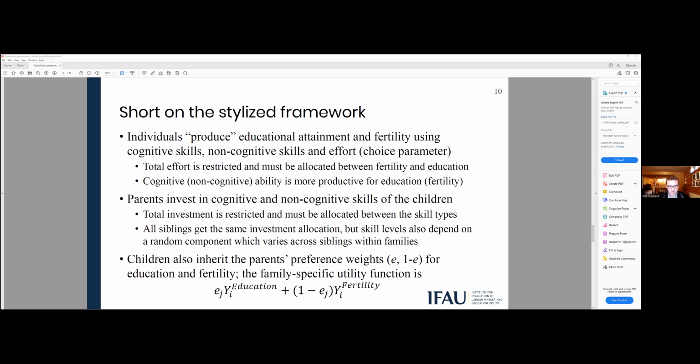Parents, they're going to invest in cognitive and non-cognitive skills of the children, and they need to allocate these investments between the skill types. So all siblings get the same investment, but skill levels also depend on a random component, which varies across siblings within families. And the third component is that the children inherit the parents' preference weights for education and fertility. So the family-specific utility function is going to be like in the bottom here. You have production of education weighted by this preference weight, and production of fertility weighted by the other weight.